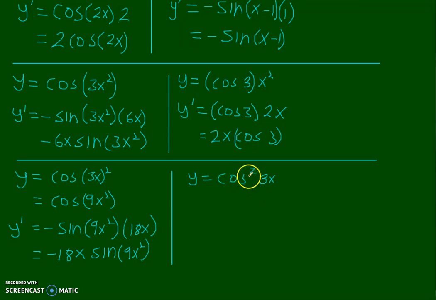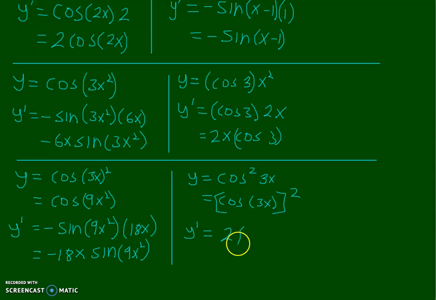Now let's look at yet another slight variation on the theme. Here we have cos squared 3x. Now the interpretation of this, when you see the square next to the trig function, the interpretation has to be cos 3x squared.